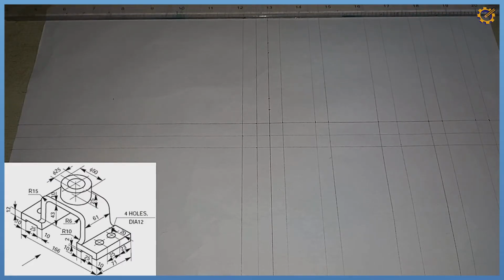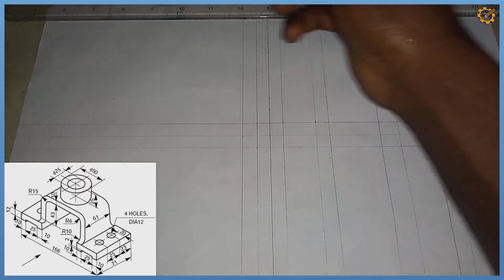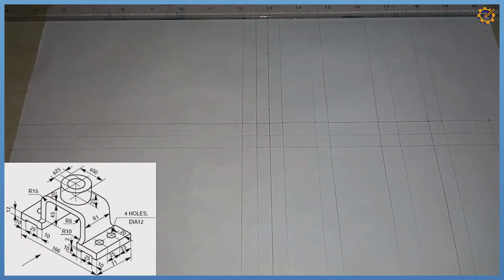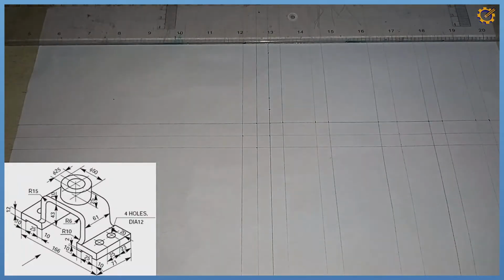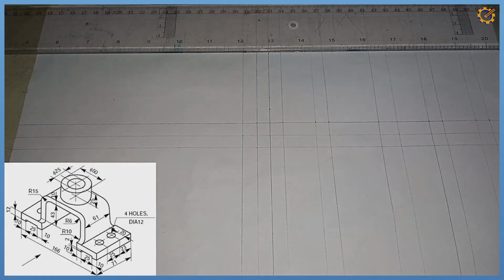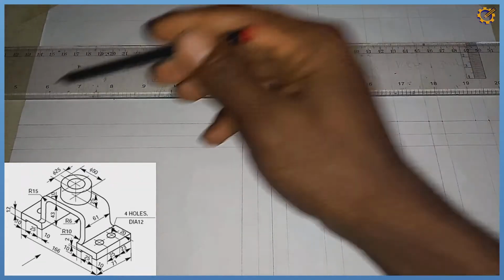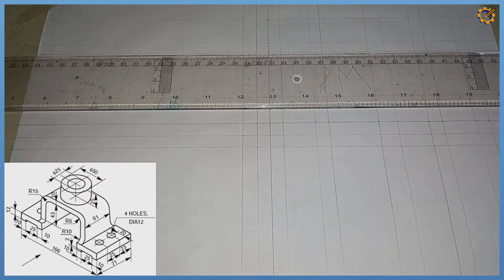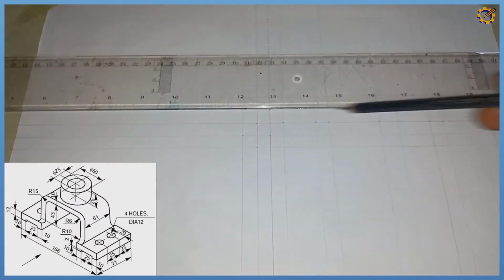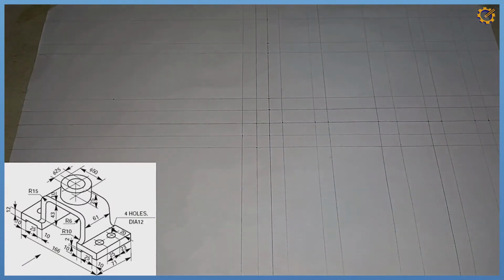Having those marks, I'm going to project them horizontally with your thin continuous line right here, right here, right here, right here. So that is it right there. The next thing is to start bringing out our views.